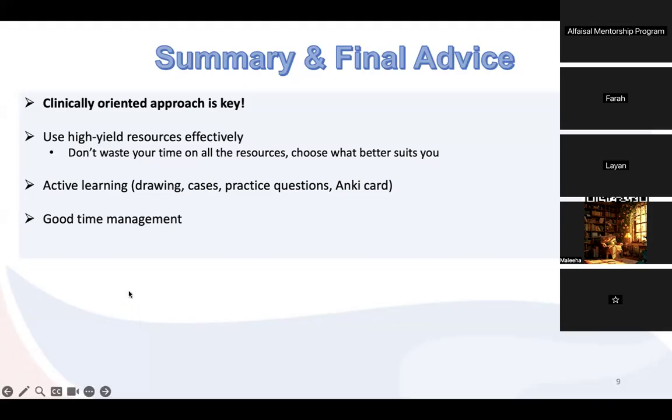Be an active learner: draw, study cases, practice questions, and if you like to use Anki cards, you can use them. Just find your way. This is also a Notion template for the blog. You can access it and see. They also have a guide for studying with different strategies, so you can have a look at them.